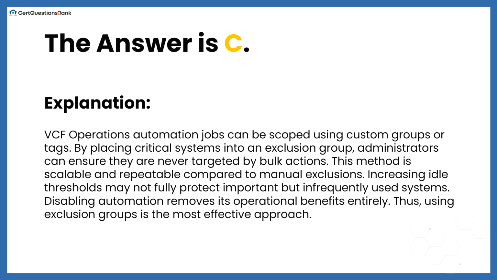Increasing idle thresholds may not fully protect important but infrequently used systems. Disabling automation removes its operational benefits entirely. Thus, using exclusion groups is the most effective approach.